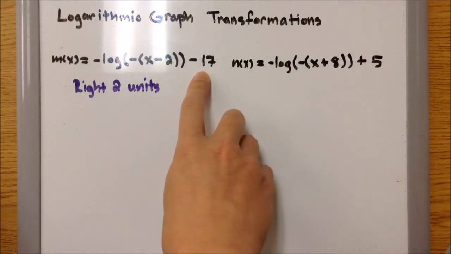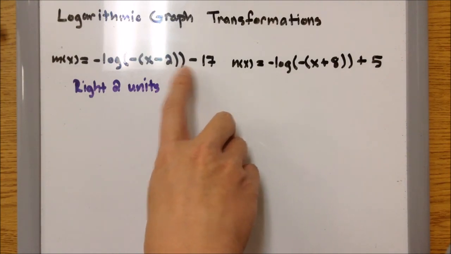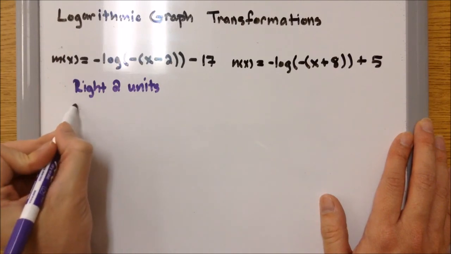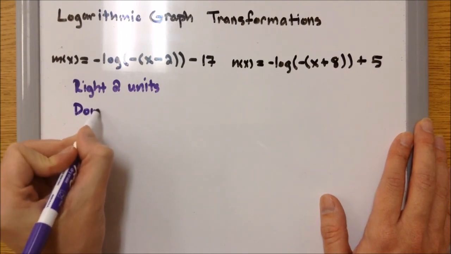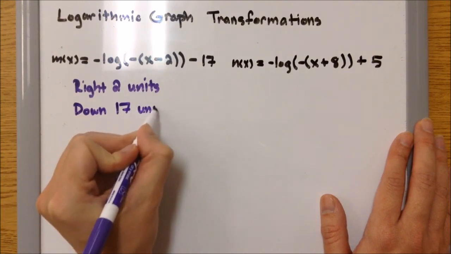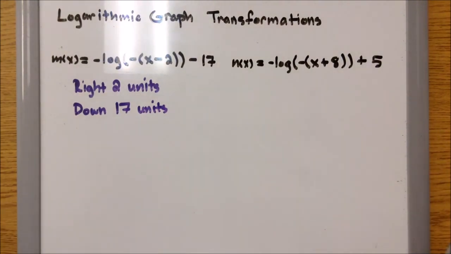Next, we have a minus 17. It's outside the parenthesis. It's after the x. So, since it's a minus 17, down 17 units. Alright, and let's do the same process as example 4 and 5, 5 and 6.